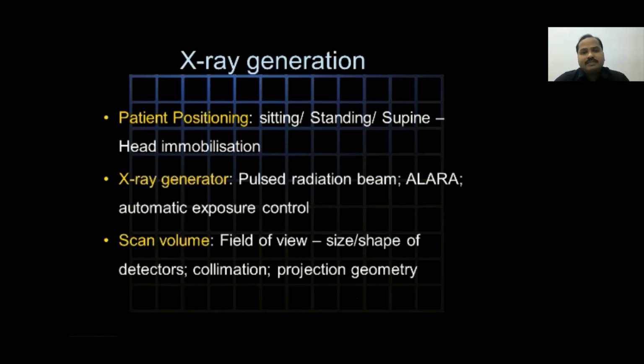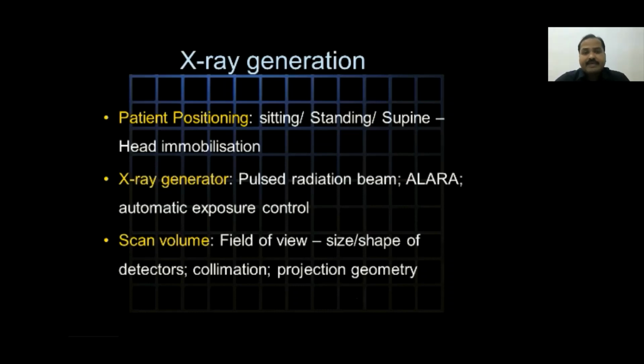Then what is X-ray generation and how does it take place? In this, the patient's positioning in the machine will be either sitting, standing or maybe supine, but the basic concept here lies in immobilization of the head so that the patient's head should not move while the exposure is made. That will distort the image.